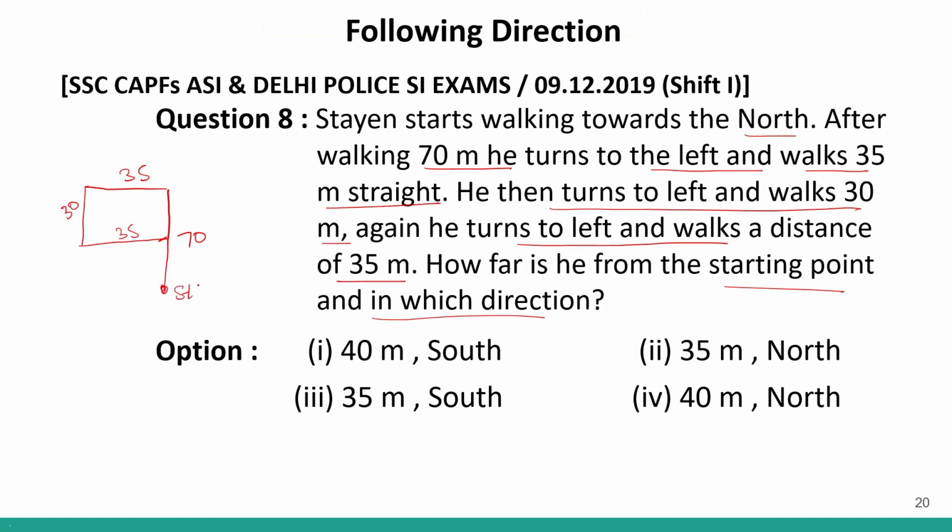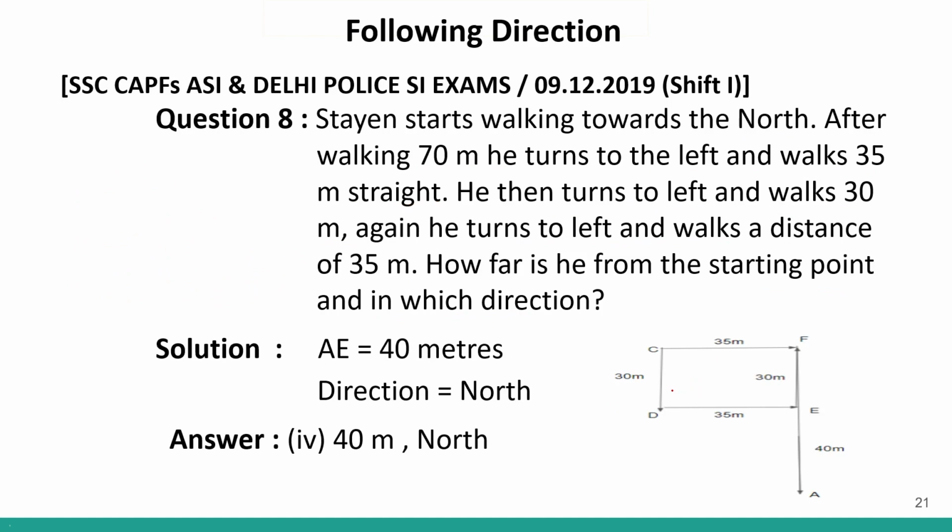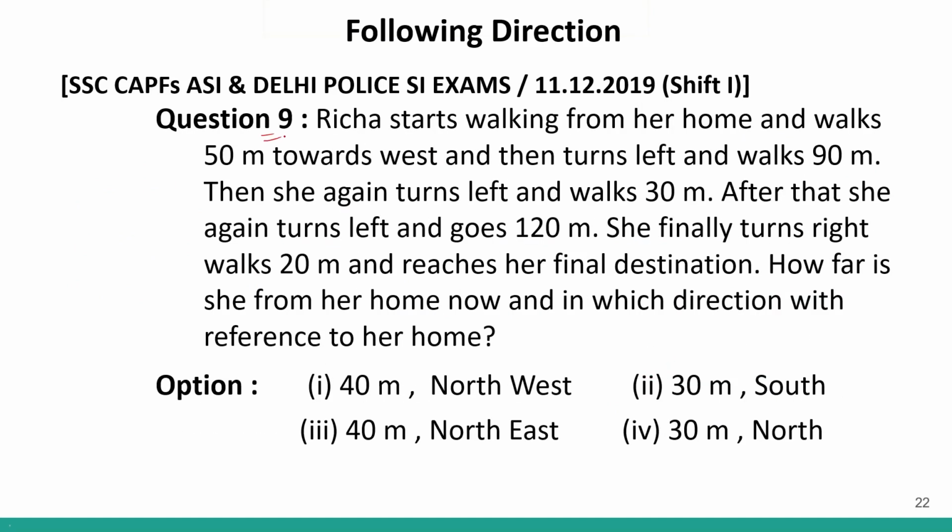So clearly, if this is the starting point and this is the current location, then he is towards the north. And how much, if this is 70 and this is 30? So this distance will be how much? This will be 70 minus 30, which is 40 meters. So he is 40 meters towards the north, which is option number 4. So option number 4 will be the correct answer. Clear? Let's move forward.